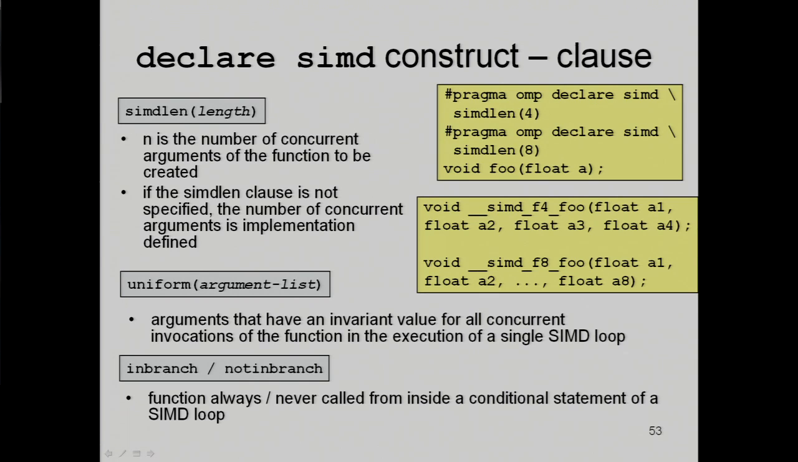For example, if I declare SIMD length 4 on function 4, basically what it does is I instruct the compiler to generate two versions: one is for the operation of four variables, the other is for the operation of eight variables. We get two different SIMD versions of the routines.